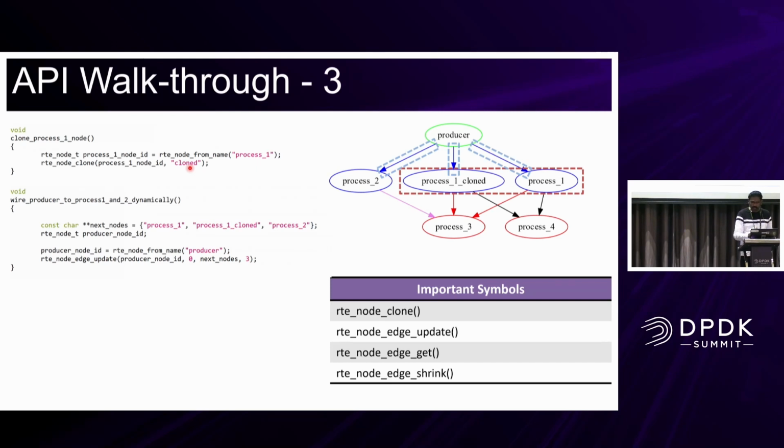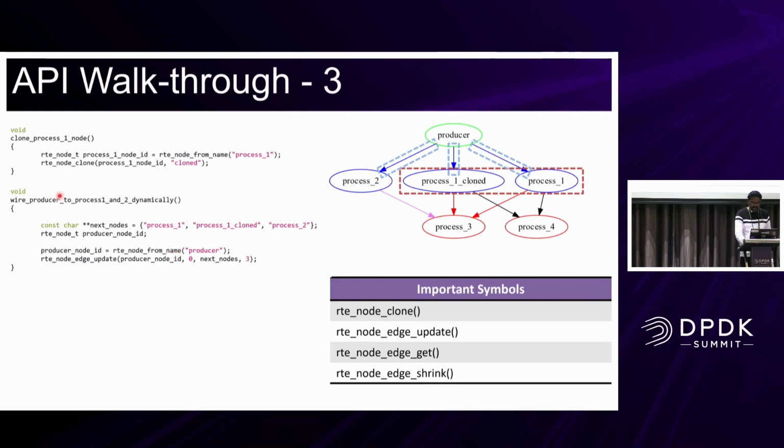the postfix of that name. So process underscore one comes from the parent node, and cloned is appended, and the final name becomes process one underscore cloned. So this is the cloning concept.